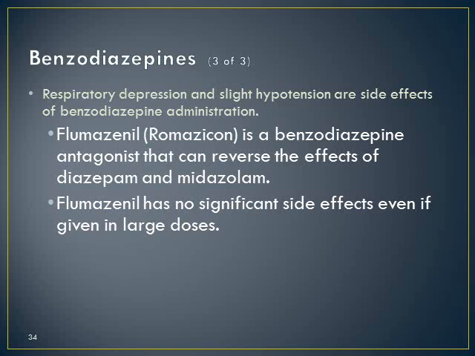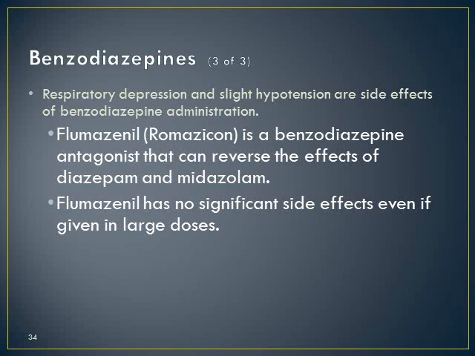Hypotension is a very, very common side effect of giving the benzos. Romazicon is the equivalent of Narcan for benzos. All right, it can reverse the effects of the diazepam and midazolam. It really doesn't have any side effects if given in high doses. Here's the problem with giving Romazicon, though. If you give Romazicon and then you need to sedate your patient, you're not going to be able to because it's going to be on board and in their system.